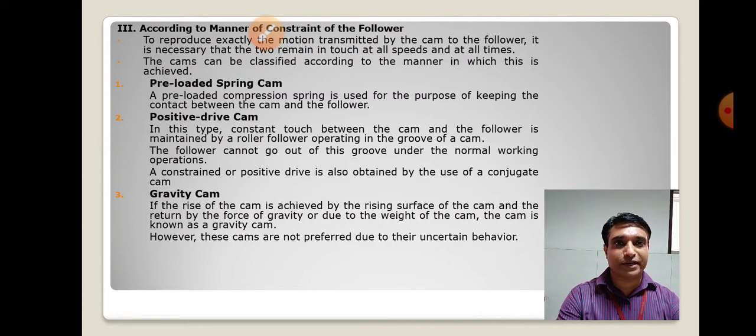First one is preloaded spring cam. A preloaded compression spring is used for the purpose of keeping the contact between the cam and the follower. Second classification is positive drive cam.